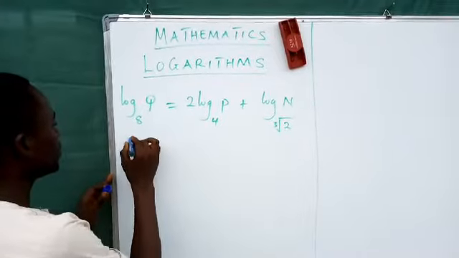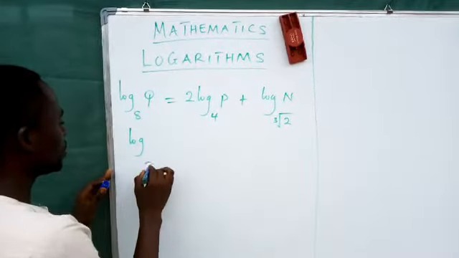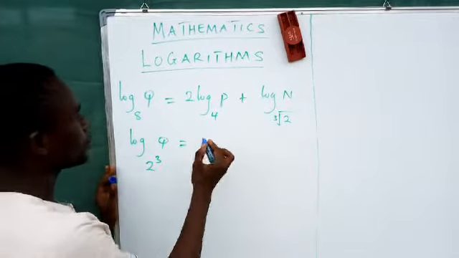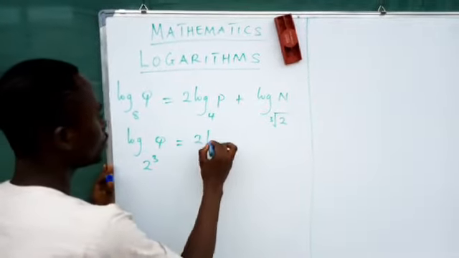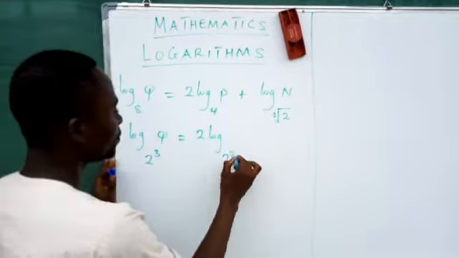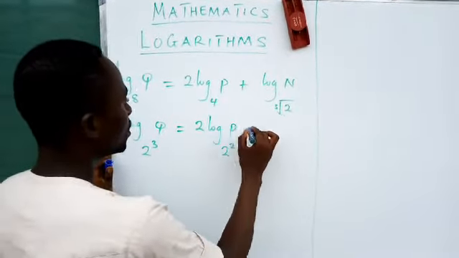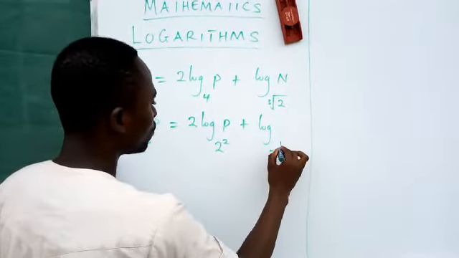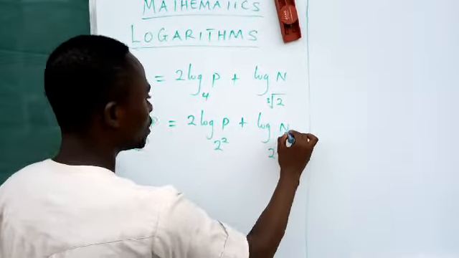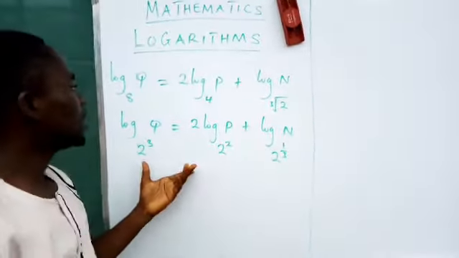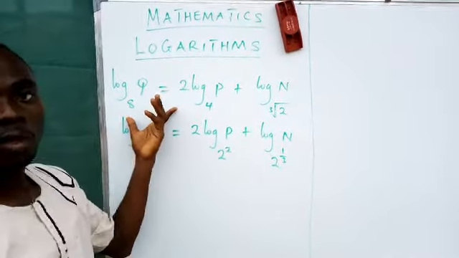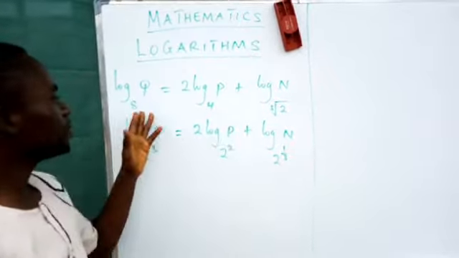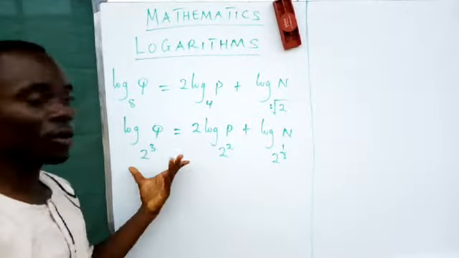So we have the first term to be logarithm to base 2 raised to the power of 3 of q equal to 2 multiplied by logarithm to base 2 raised to the power of 2 of p plus logarithm to base 2 raised to the power of 1 over 3 of n. Now if you look at this, in this step I decided to unify the bases, to make the bases uniform by expressing each of the bases as a power of 2.